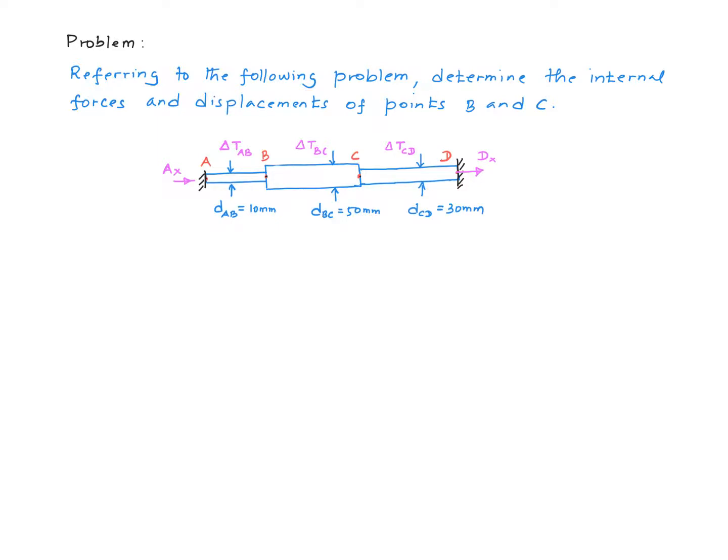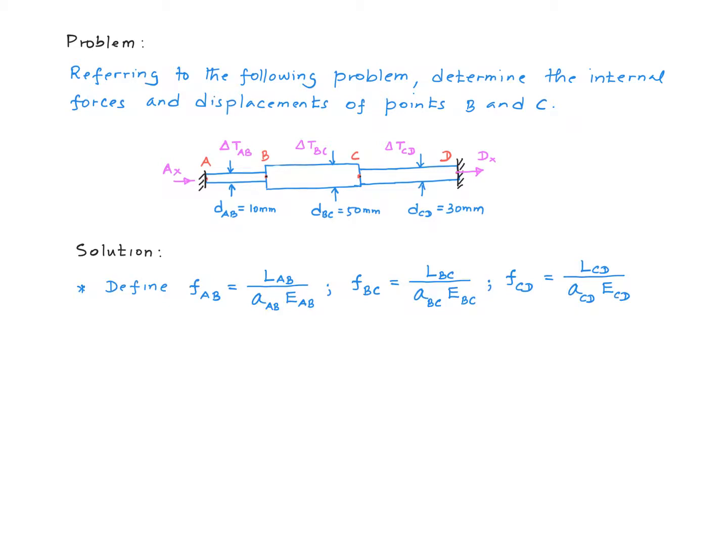Now let's take this problem and see if we can find the internal forces and the displacements at the interior points B and C due to temperature increases in the segments A to B, B to C, and C to D. Like we did before, let me first define these parameters here. Little f_AB is L_AB, the length of segment AB, divided by little A_AB, the cross-sectional area of AB, multiplied by E_AB, the Young's modulus of AB. f_BC and f_CD are similarly defined.